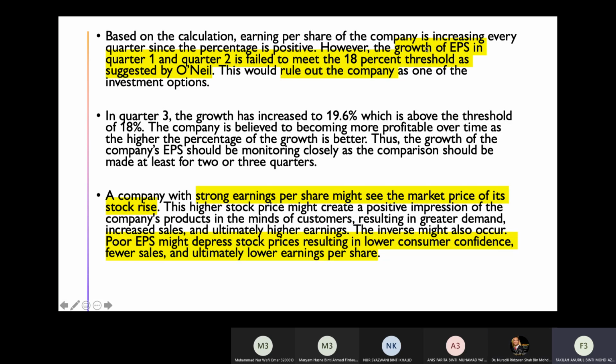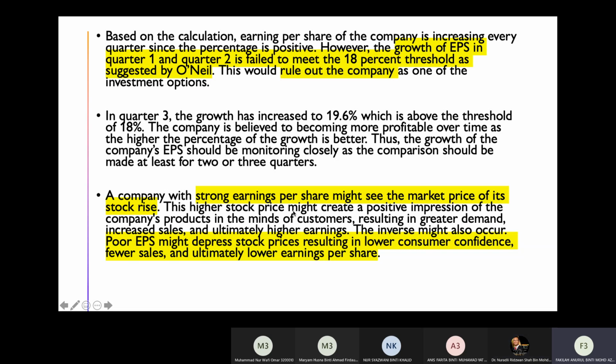So the conclusion I can make from this calculation is that the earning per share of the company is increasing every quarter, but the growth of EPS in quarter 1 and quarter 2 failed to meet the 18% threshold as suggested by O'Neill. So this will not help the company as one of the investment options. But in quarter 3, the EPS growth has increased to 19.6%, which is above the threshold of 18%. So the company is believed to be becoming more profitable over time, as a higher percentage of growth is better. Thus, the growth of the company should be monitored closely, as the comparison should be made for at least 2 to 3 quarters.